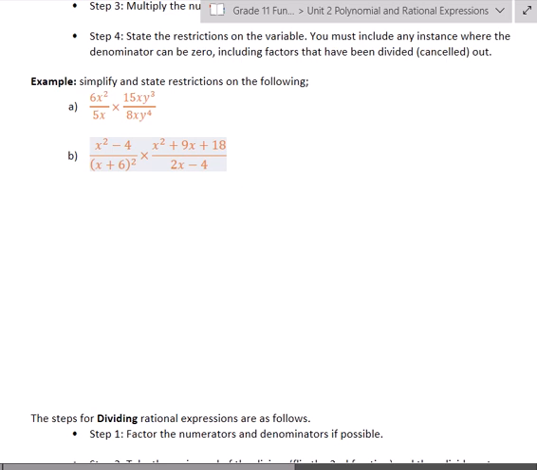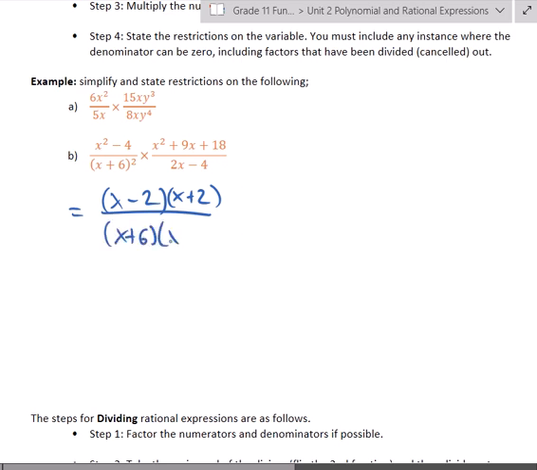In b, we have x squared minus 4 over x plus 6 to the power of 2, multiplying x squared plus 9x plus 18 all over 2x minus 4. There appear to be no common factors vertically in each individual expression. But before we do any canceling out here, we should factor these expressions. So we do have a difference of squares on the numerator here, so x squared minus 4 is going to give us x minus 2 and x plus 2. This is all over x plus 6 times x plus 6.